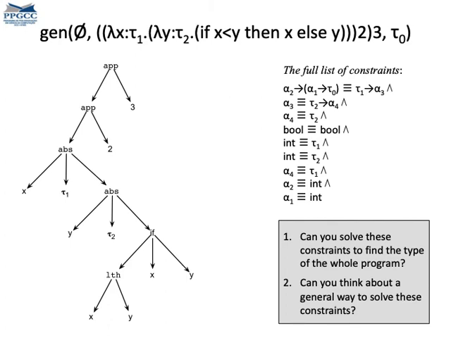Challenge: can you stop the video and try to solve these constraints? We'll find the type of the program. You find the type of tau 0, it's the type of the program, plus the types of tau 1 and tau 2, which are the types of x and y.